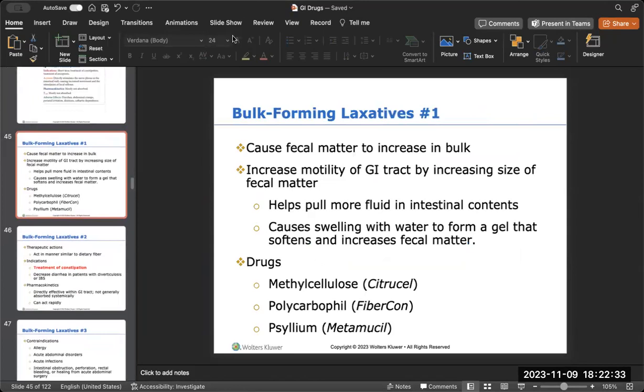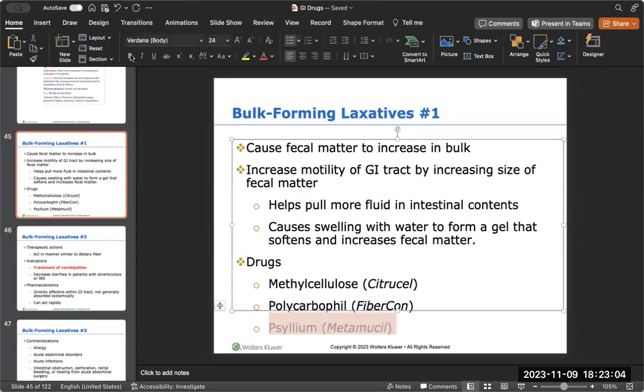Then we have the bulk forming laxatives. They're another type of laxative that cause the fecal matter to increase in bulk. This increases the motility of the GI tract by increasing the size of the fecal matter to help push it out. It really relies on water to form a gel that helps soften and remove the poop. Examples are psyllium, polycarbophil, and methylcellulose. But I would particularly remember this one.